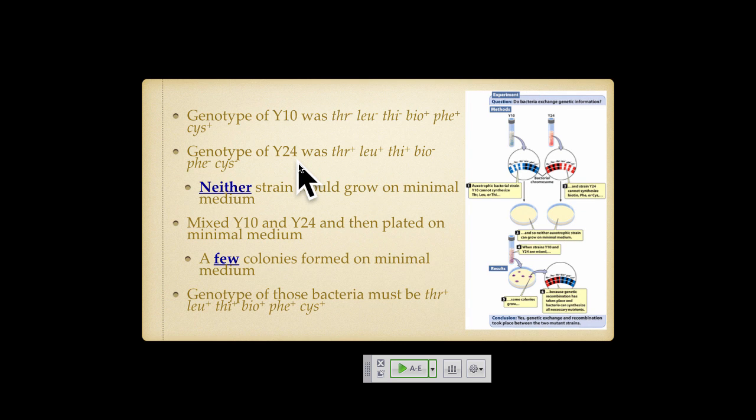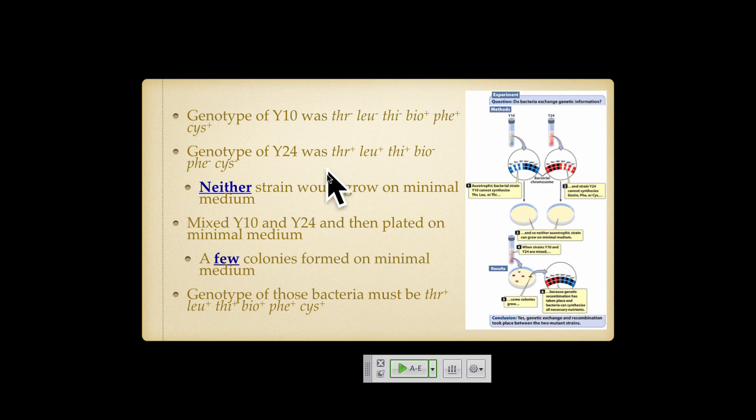This other strain, 24, just had the complements of all of those. So if you look here, whichever's mutant here is wild type here, and vice versa. So the important point is, there's 6 different genes here, but neither strain could grow on minimal medium. Does that make sense?